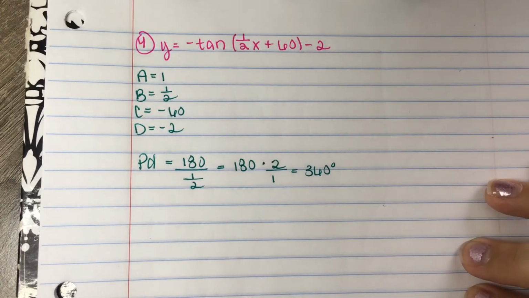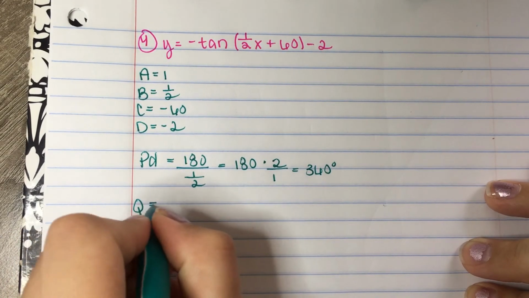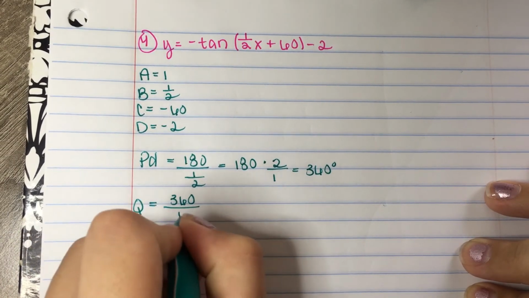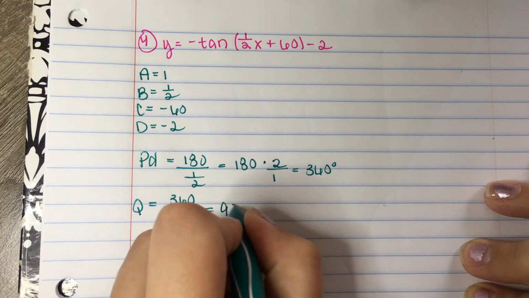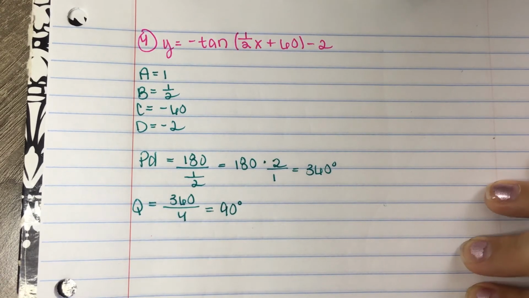And then now it's time for those quarters, and that's going to be my full period divided by those 4 spaces, and I'm going to see the distance between each point or characteristic is going to be 90 degrees.